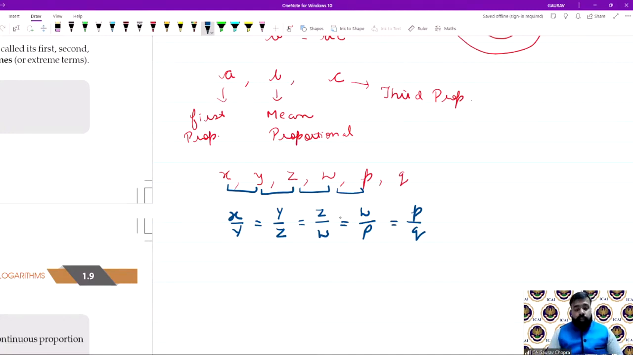So whenever there are three terms, four terms, five terms, or n number of terms, they will be in continuous proportion if this condition is satisfied. So what is the condition? Ratio of first and second is equal to ratio of second and third, is equal to ratio of third and fourth, is equal to ratio of fourth and fifth, and so on. This is the basic condition of continuous proportion. All right.